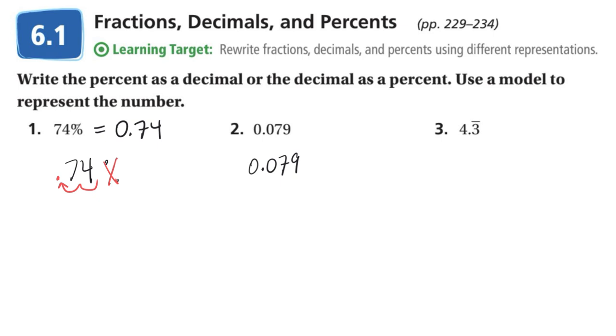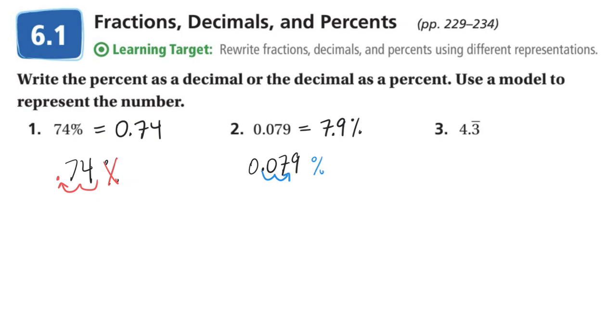move the decimal place twice, but this time we're going to move it to the right. And then you place a percent symbol at the end. So 79 thousandths becomes 7.9%.